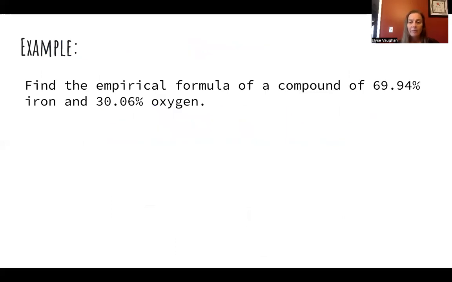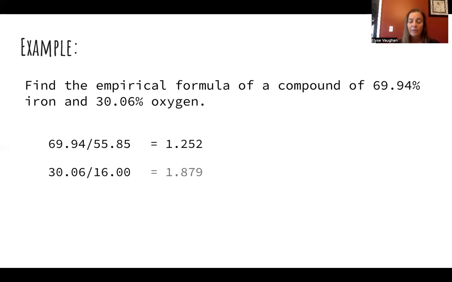So if we're asked to find the empirical formula of a compound, and it contains 69.94% iron and 30.06% oxygen, sorry. So first we're going to take the mass of iron that we're given, and we're going to divide it by the molar mass of iron. We're going to take the mass we're given of oxygen, and we're going to divide it by the molar mass of oxygen. And so for the iron, we get 1.252, and for the oxygen, we get 1.879.